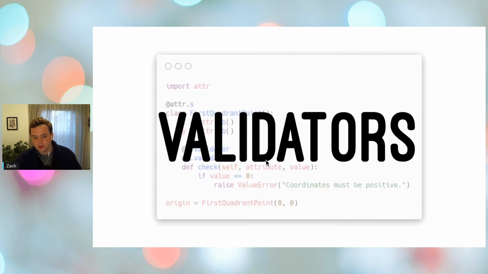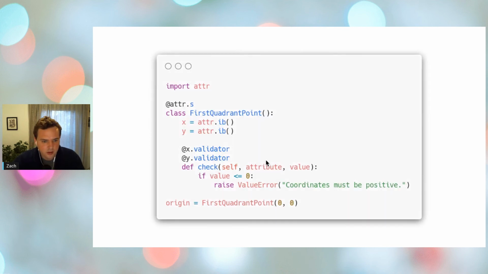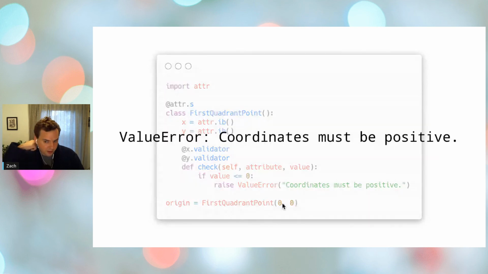But a big feature that attrs has over data classes is the idea of validators. So in an attrs class, I could create a validator on these two attributes. And if the value is less than 0, then raise a ValueError and say this is actually a first quadrant point and the coordinates have to be positive. So now if I say origin is a first quadrant point 0, 0, it's going to throw me that ValueError saying coordinates must be positive.